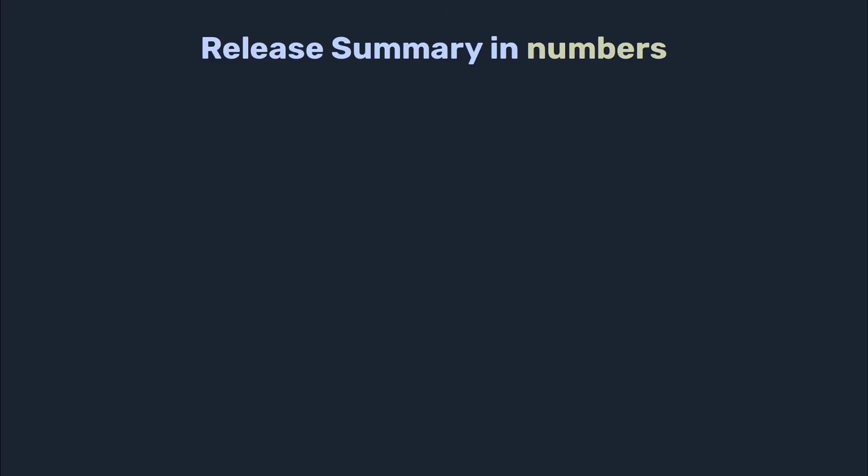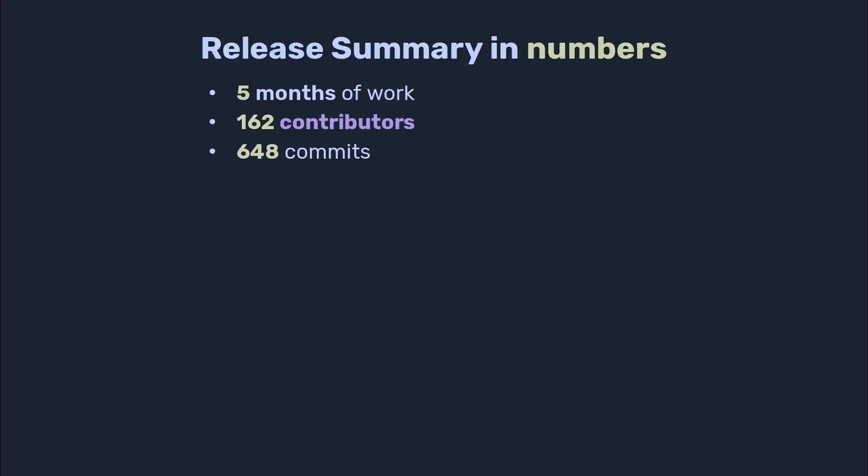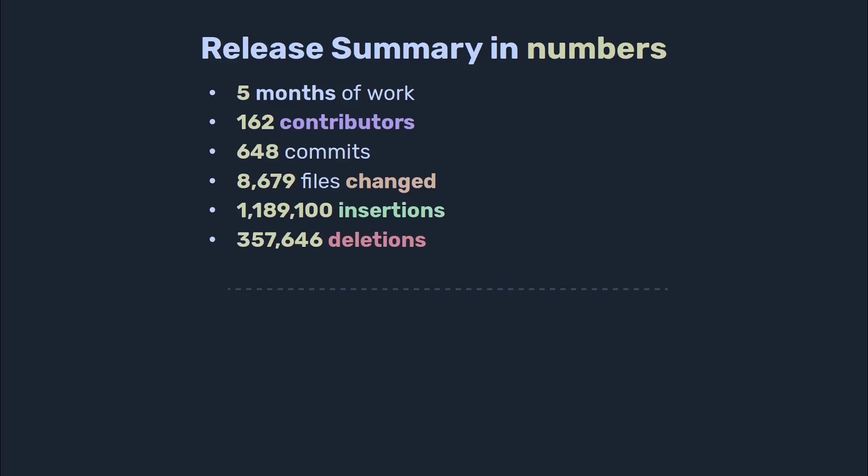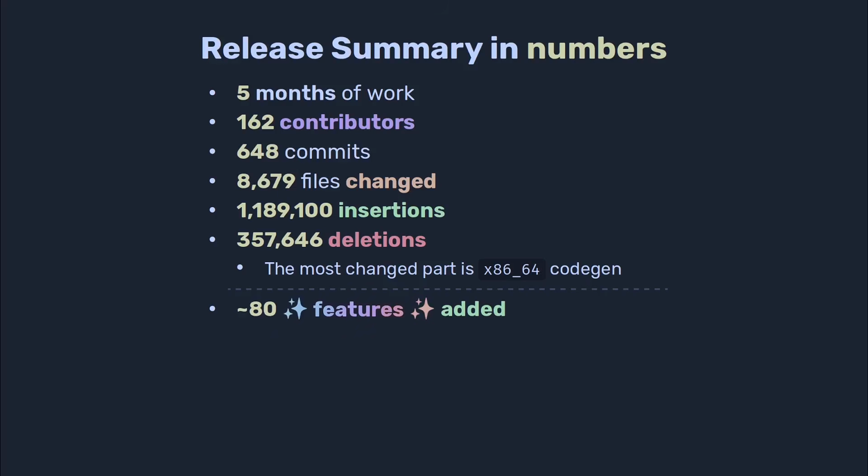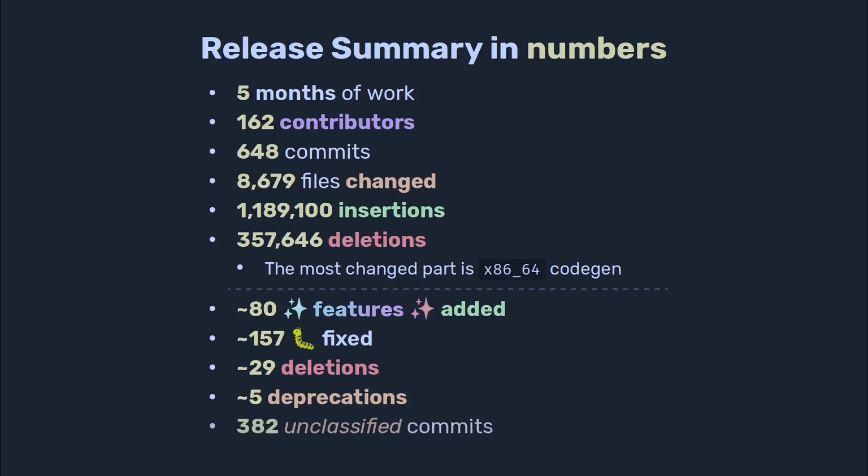So just for a quick summary of this release in numbers: 5 months of work, 162 contributors, 647 commits, 8,679 files changed, 1,189,100 insertions, 357,646 deletions, and the most changed part was the x86-64 code gen. It's too hard to tell how many little features were added and little bugs were fixed, but my approximation based on the commit history tells that there were 80 features added, 157 bugs fixed, 29 deletions, 5 deprecations, and there were 382 commits that were unclassified. Whew, and there we go.